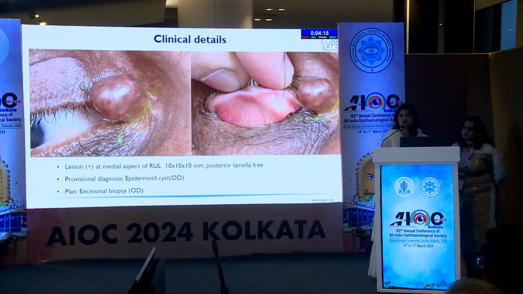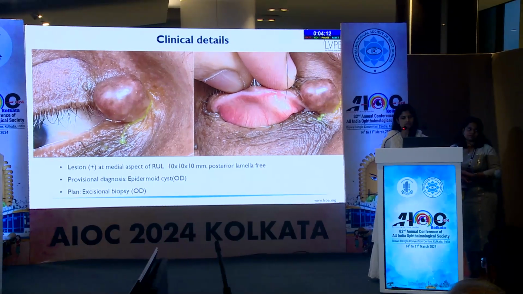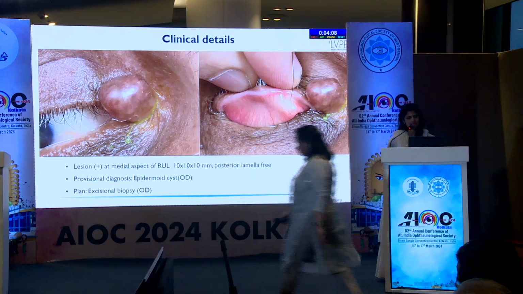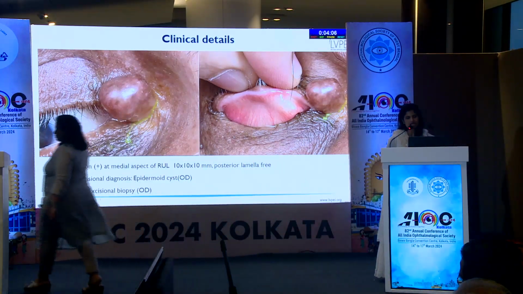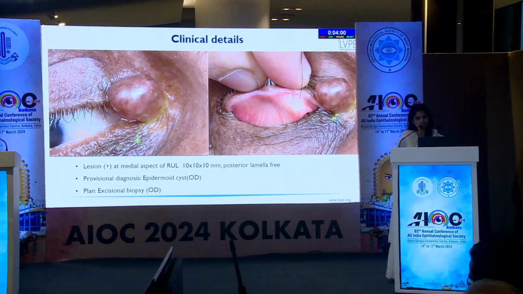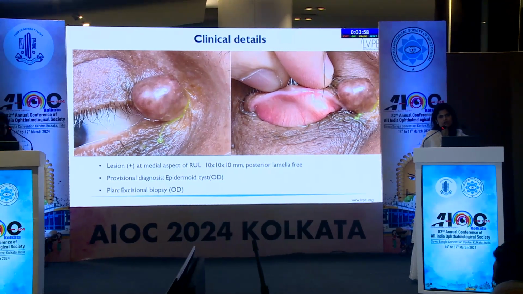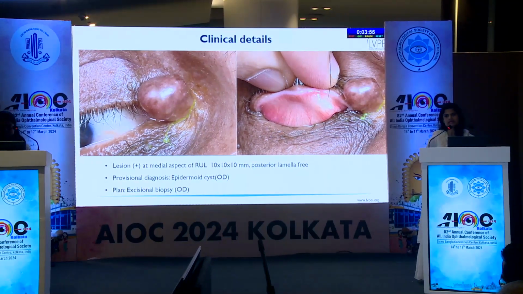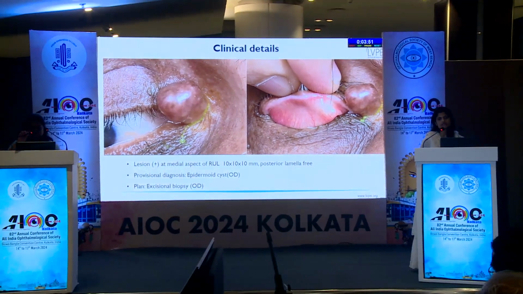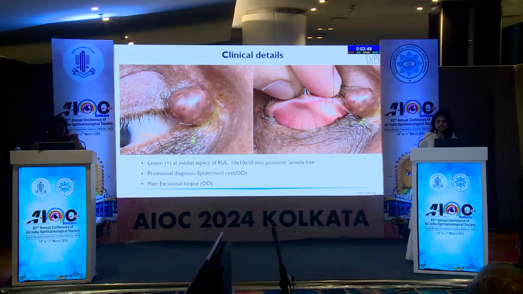Now, if we focus on the lesion, it was present at the medial aspect near the canthal area, and it was purely involving the skin. There was no involvement of the posterior lamella. Whenever we see an eyelid lesion, what we always want to know clinically is whether it is a benign lesion or a malignant lesion.